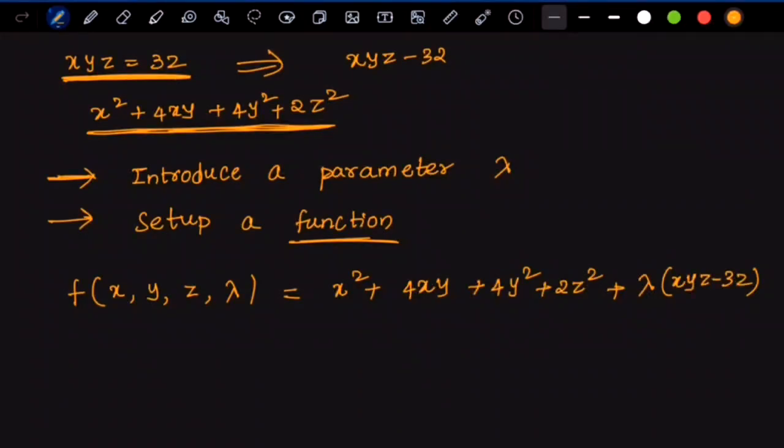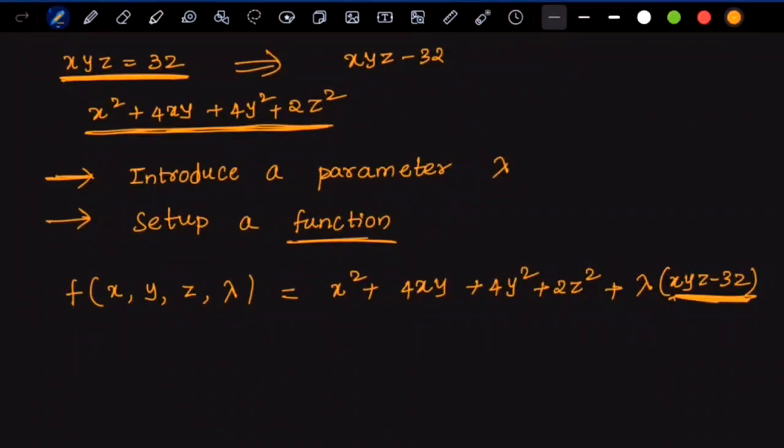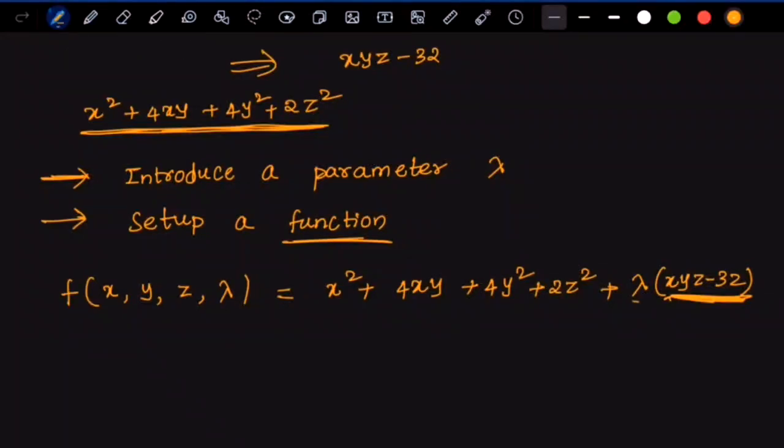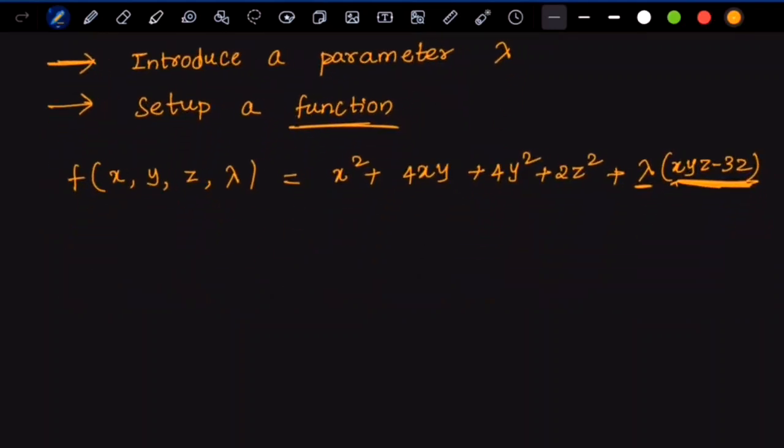You have to create an expression something like this, and you have to put this expression here. So this is the constraint given in the question. So you have to multiply that constraint with lambda. So this is the function that you have to assume. Now what is the next step?